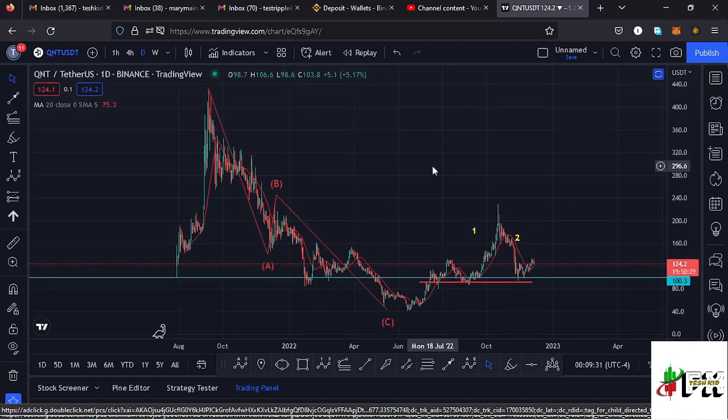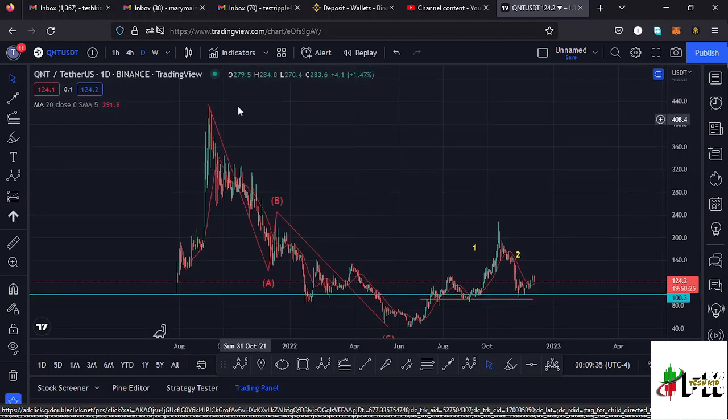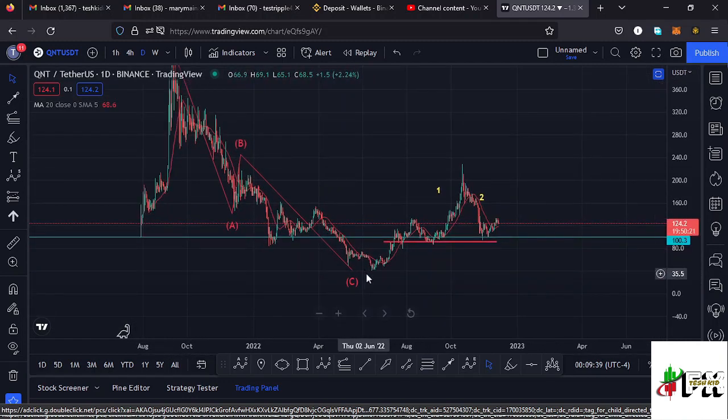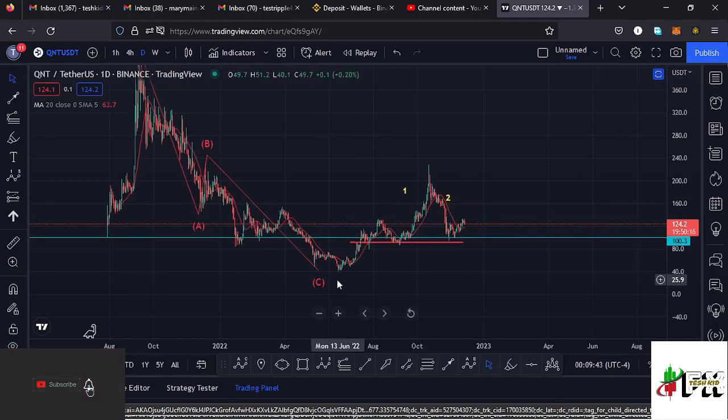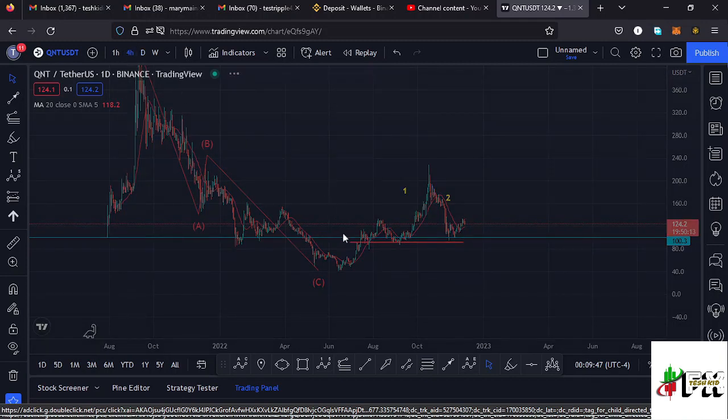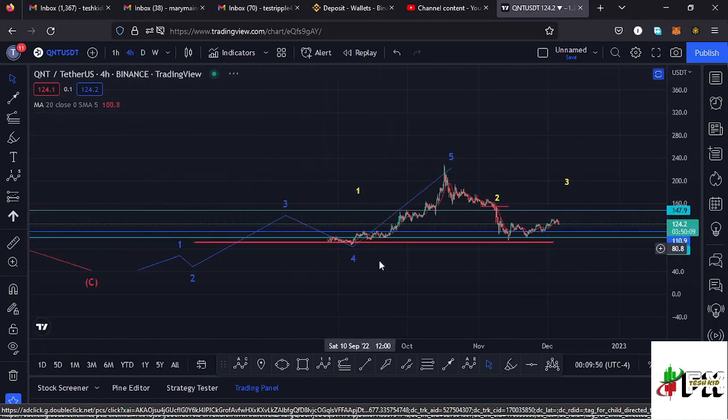Allow me to kickstart the video by giving you a brief of what has been happening here on the Quant chart. From the all-time high, we had been seeing a massive ABC corrective structure, which took us back to around the $40.1 mark, and after seeing that low, we have been seeing a very nice bounce to the upper side in a movement that has been obeying the Elliott wave structures, and that is better seen here on the 4-hour chart.